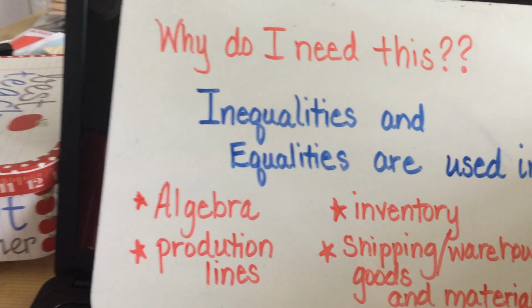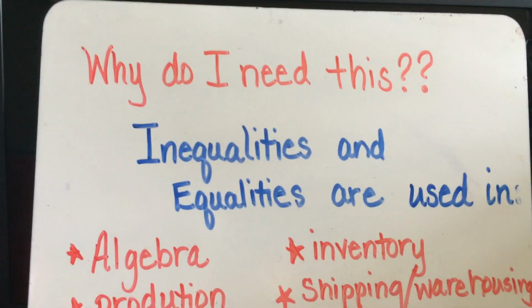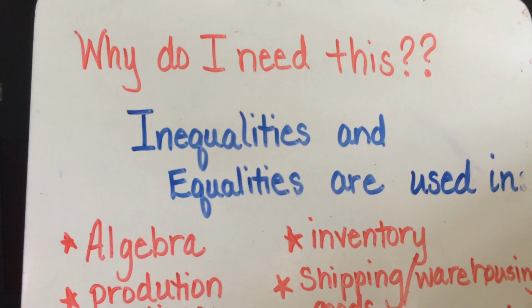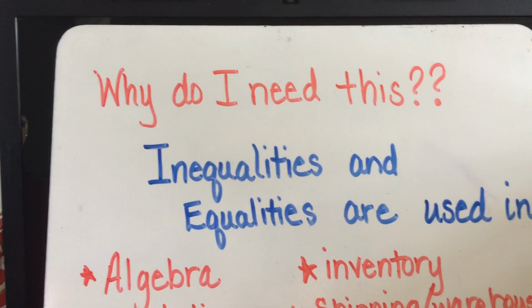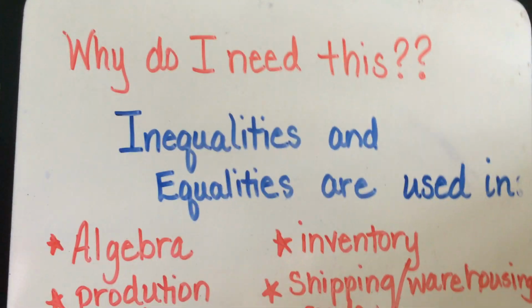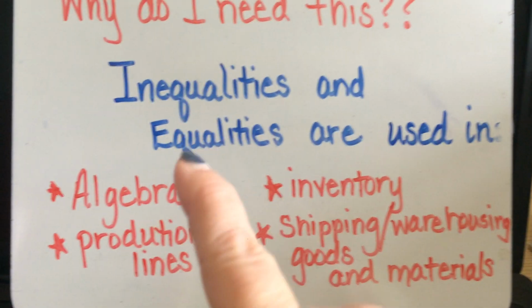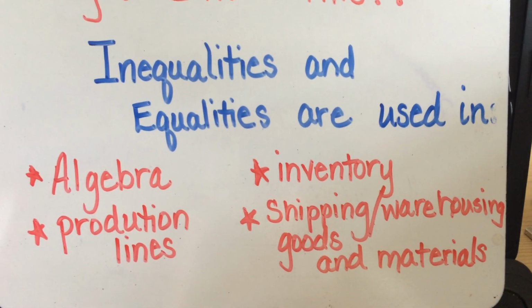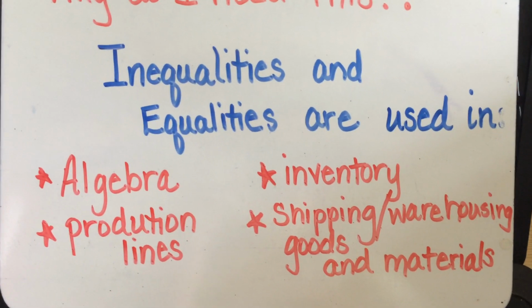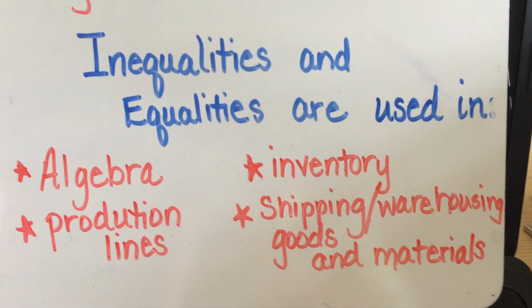Miss Cardwell, really? Are we doing this again? Why do we need this? Explain this to me. I don't understand. When will I ever use this again? Well, inequalities and equalities are used in algebra. We've already talked about that. Production lines. Are we equal to what we need to be? Are we unequal? Are we having inequalities show up?